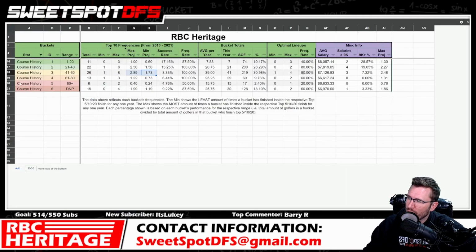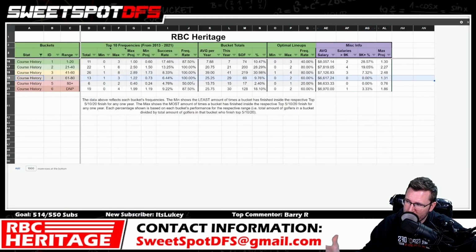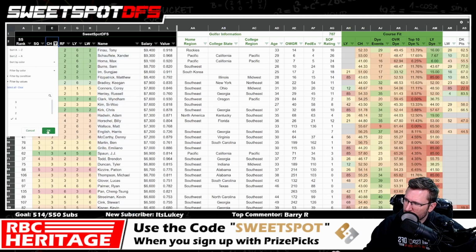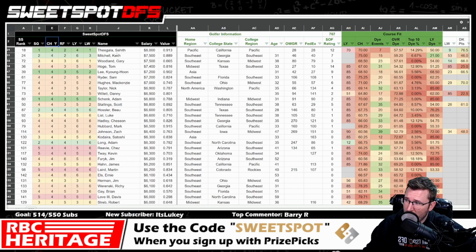Does your course history 3? We're going to go into course history 4, 0 to 2, and actually it's going to be 0 to 2 for the rest of the buckets. So we might just motor through these ones. Course history 4, Sahith Theegala's up here. He's only played this event one time, finished 70th. Good reason not to play him.